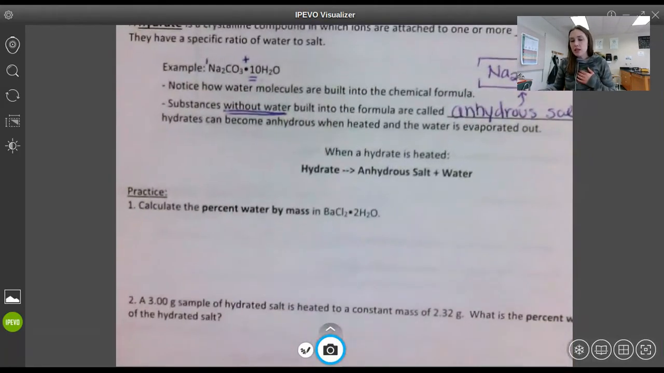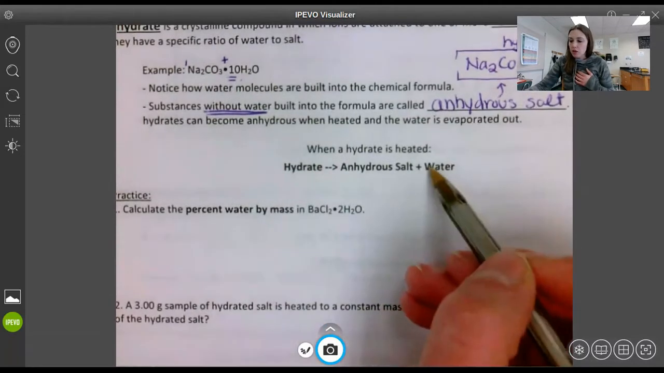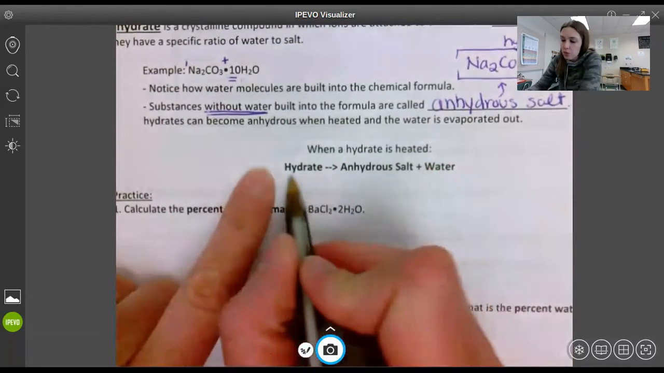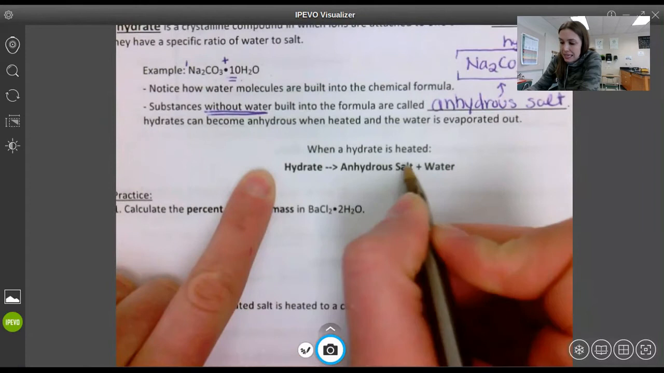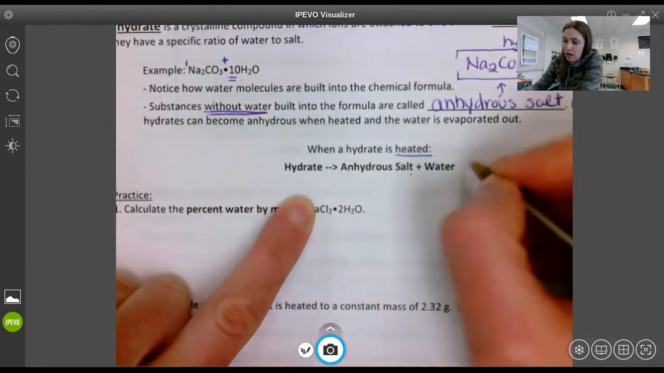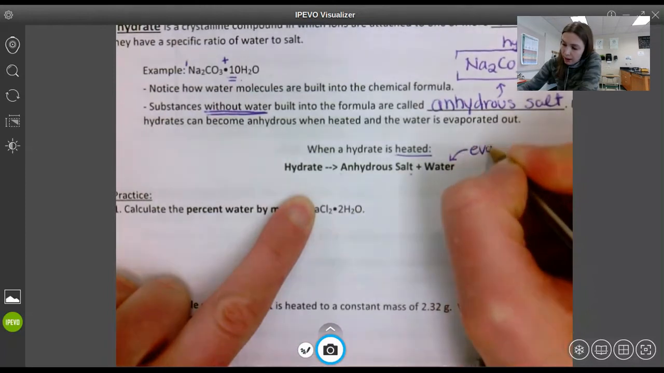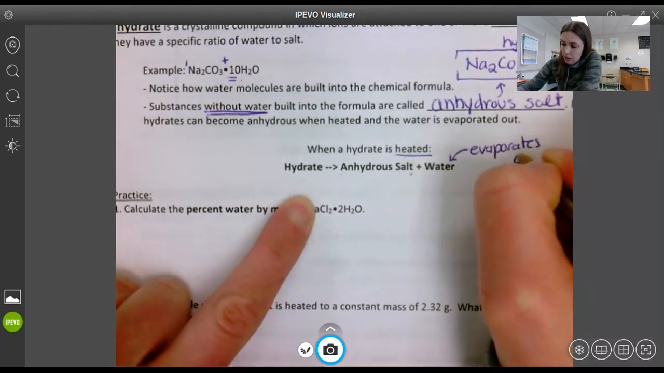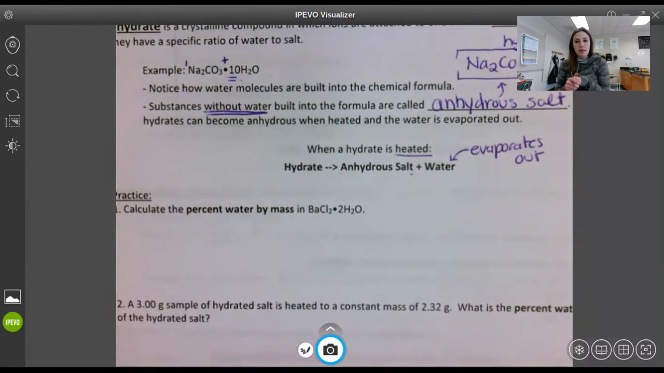So you're going to see me when we get into the experimental data looking at this formula quite a bit. This would be our hydrate. It then gets heated. And then this is the anhydrous salt without the water. And then this water is what evaporates out. Okay, and that's going to be important.